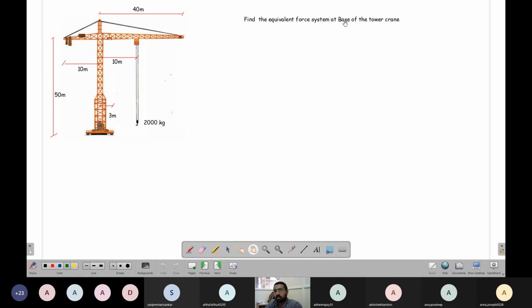So find the equivalent force system at the base of the tower. If this is 200 kg ആണ് പൊക്കുന്നത്, 10 meter ആണ് ഇതിന്റെ ലെങ്ത്, ഇത് 40 meter ആണ്, ഇത് 10 meter ആണ്, ഇത് 50 meter ആണ്. ഓക്കെ, ഇവിടെ 3 meter വരെയാണ് ഇത് ട്രാവൽ ചെയ്യാൻ പറ്റുന്ന ഡിസ്റ്റൻസ്. സോ ക്വസ്റ്റ്യൻ അറിയുമ്പോൾ ഫൈൻഡ് ദി ഇക്വലന്റ് ഫോഴ്സ് അറ്റ് ദ ബേസ് ഓഫ് ദ ടവർ.